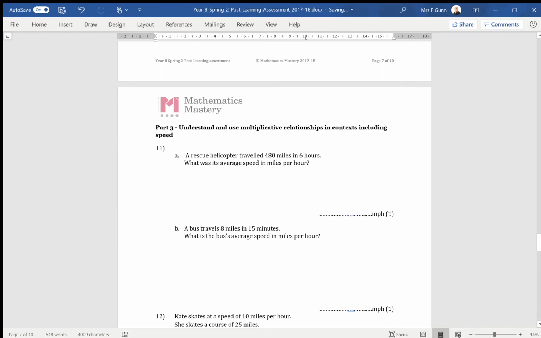Right, a motorist travels 480 miles in 6 hours. What's its speed? So speed, distance, time. So distance divided by time, 480 divided by 6, 80 miles per hour.